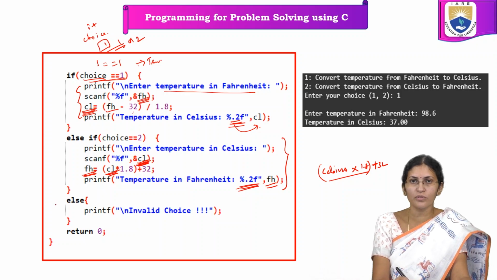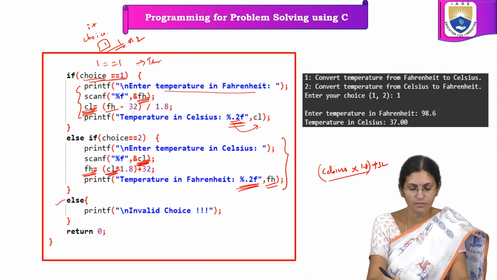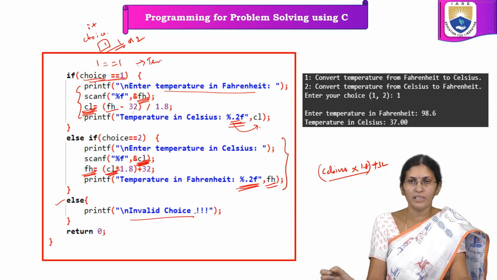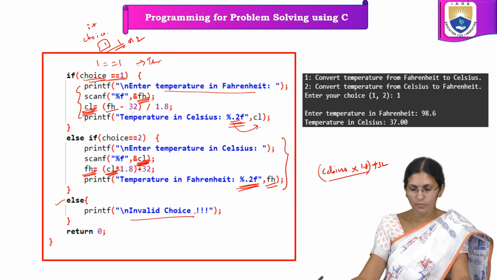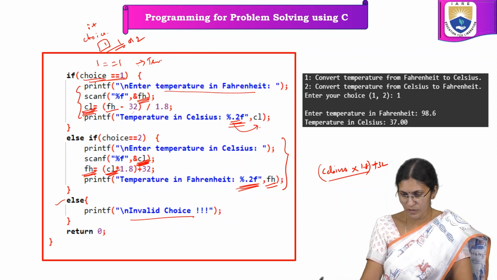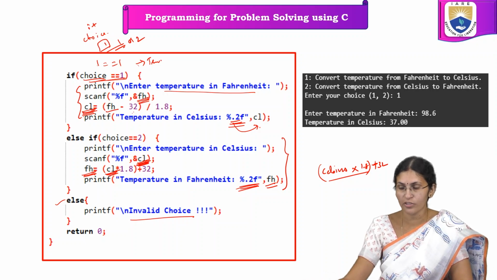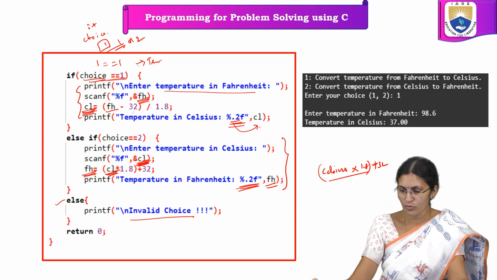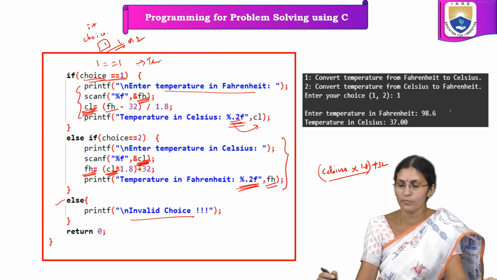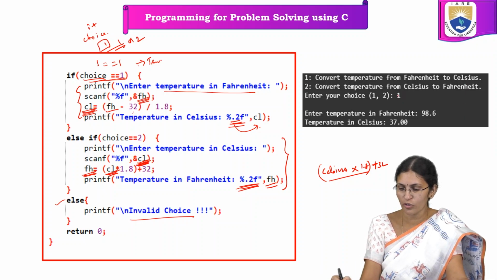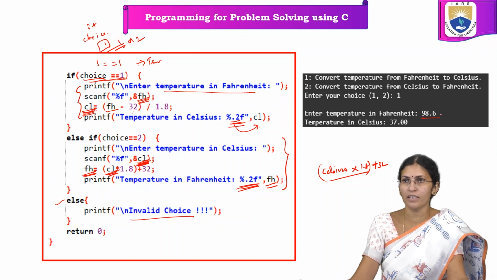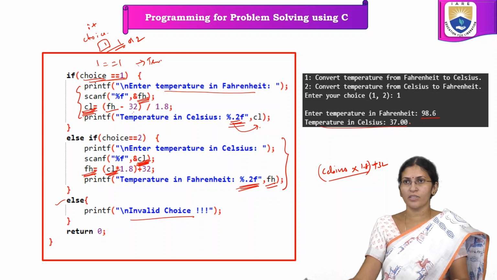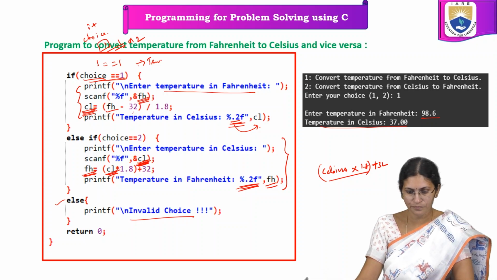Else, if the user enters some value other than 1 or 2, it will print invalid choice. In this way we can write the program to convert the temperature from Fahrenheit to Celsius or Celsius to Fahrenheit. So this is one test case. If we run this program and enter the choice as 1, it will prompt the user to enter the temperature in Fahrenheit. Suppose the user enters 98.6. We get the output as temperature in Celsius, that is 37.